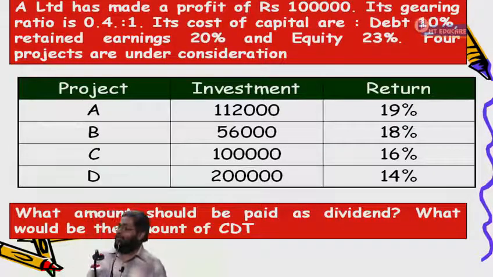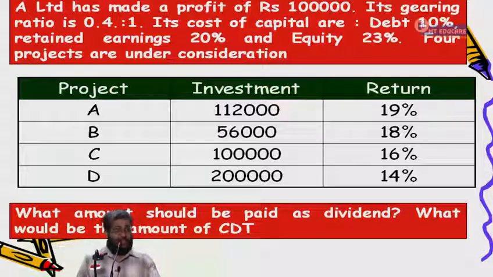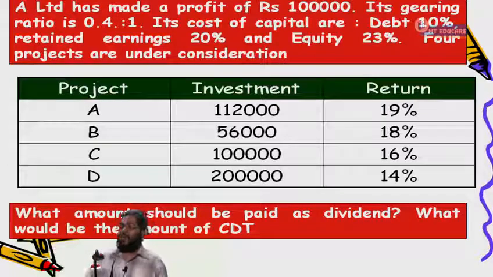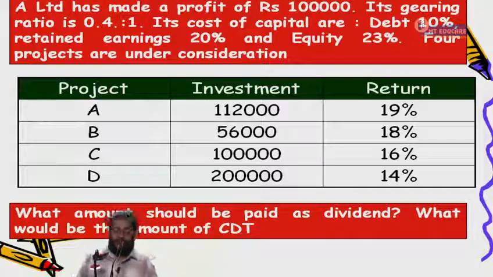What is cost of capital? The expectation of the fund provider. Don't say the shareholder's expectation. If a debenture provider gives capital, it should be what? KD, cost of debt, and so on.